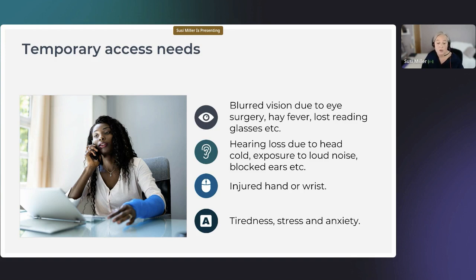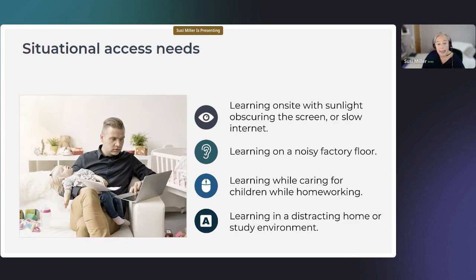So we'll move on now to situational or environmental access needs. And for this one, we'll focus specifically on things which could affect people who are interacting with our learning content. Again, the picture is an example of a motor access need, and one that you might recognise from COVID and lockdowns. So we have learning while caring for children when home working.